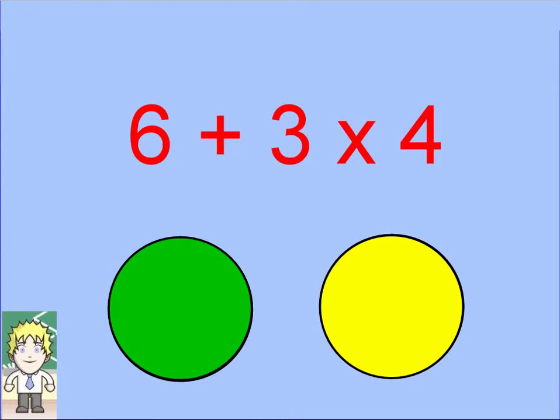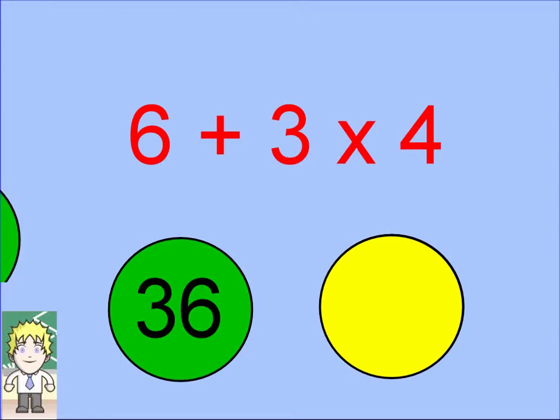Hi there guys, before we start today's lesson I've got a problem, and that's 6 plus 3 times 4. You might think, oh, that's quite an easy question, but I managed to get two answers for it. The first answer I got was 36 and the second answer I got was 18, and you might think, sir, how'd you get two different answers?